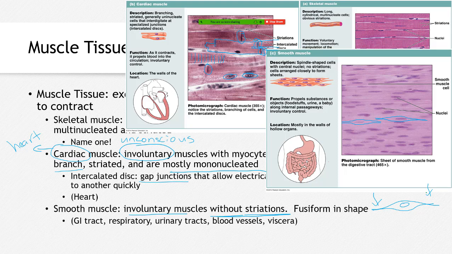Where will we find this? We find it in the GI tract. GI is gastrointestinal, so you could say stomach, you could say small intestine. The respiratory tract, so the trachea, the bronchi, the bronchioles. Urinary tracts, you could say urinary bladder, the ureters, things like that. Blood vessels, yeah. And we said viscera as well. So most of the internal organs will have this smooth muscle.